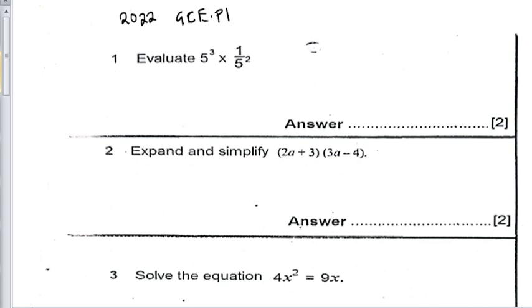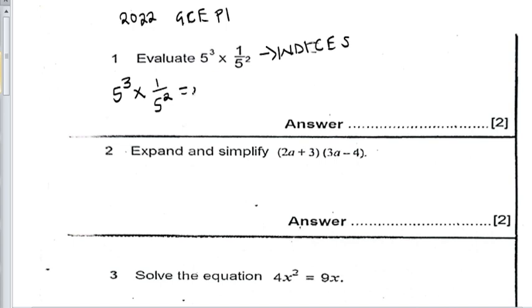So the first question, we have: evaluate 5 to the power 3 multiplied by 1 over 5 squared. In order for you to answer this question, you need to have knowledge about indices. So this one is coming from a topic we call indices. So what are you supposed to do? I'll write what we have been given, 5 to the power 3 multiplied by 1 over 5 squared.